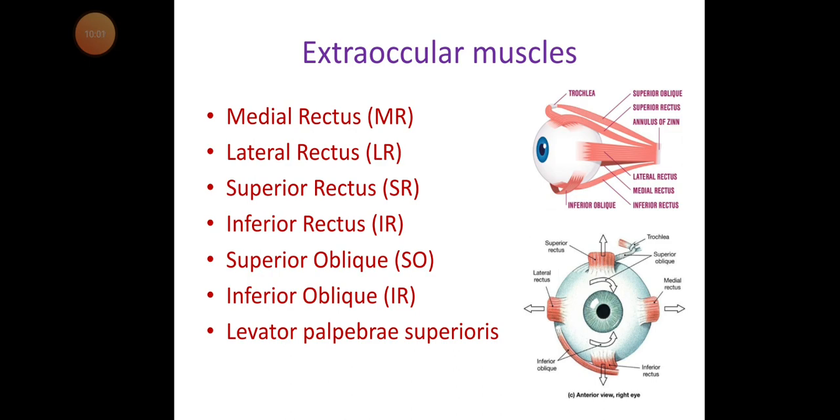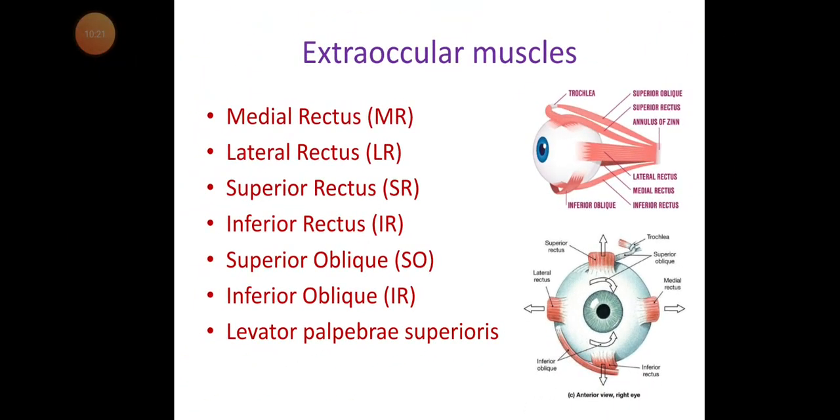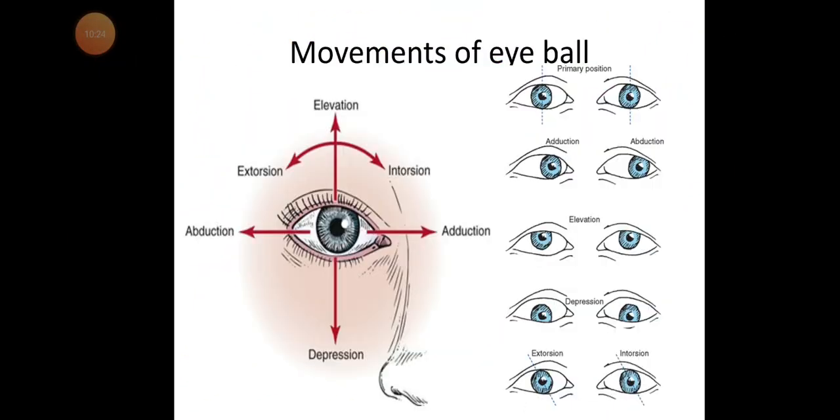Then there is another muscle, levator palpebrae superioris. The muscle which helps for the elevation of the upper eyelid is called levator palpebrae superioris. But we can consider this levator palpebrae superioris as a facial muscle also. You can include it in the eyeball muscles, and you can include it in the facial muscles also. So one by one we are going to discuss.